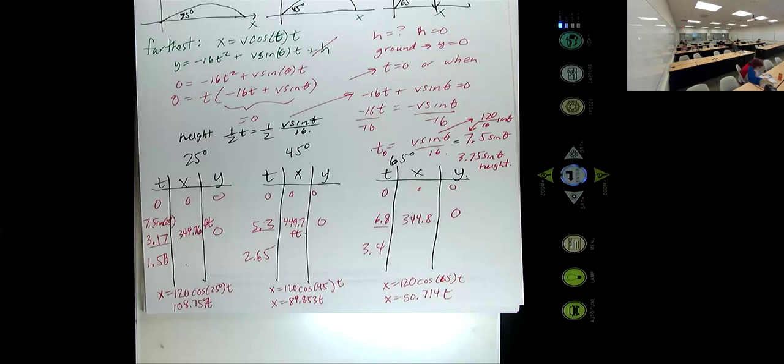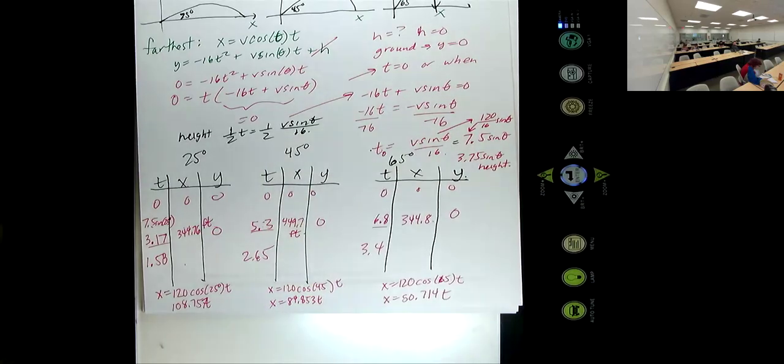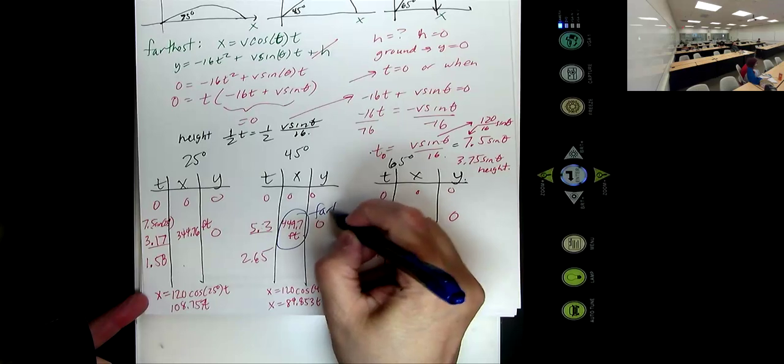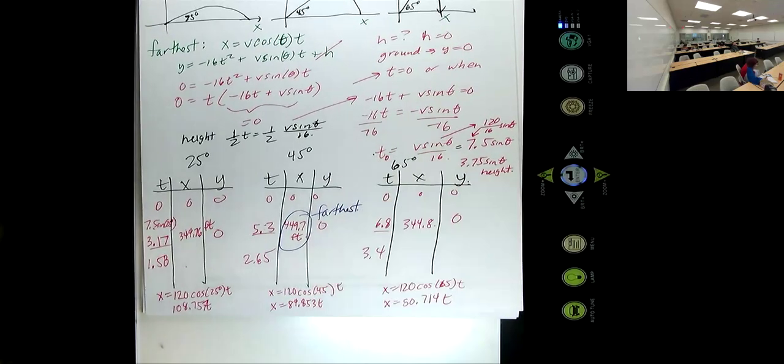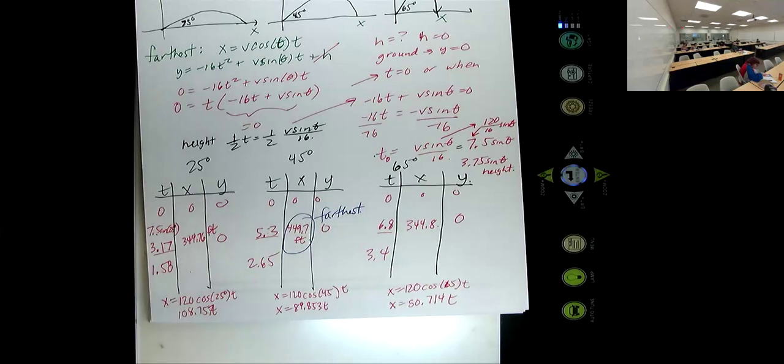So apparently this one goes the farthest. I guess my picture doesn't look right. I was wrong. I thought the 25 degrees would go the farthest. I guess it's such a shallow angle that gravity pulls it down too quick, so it's not going to travel that far.